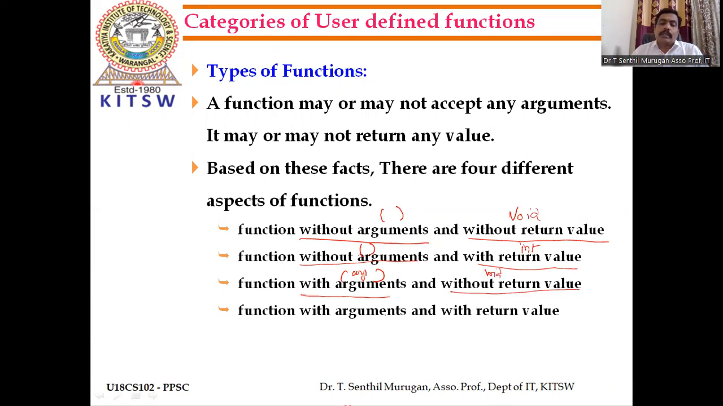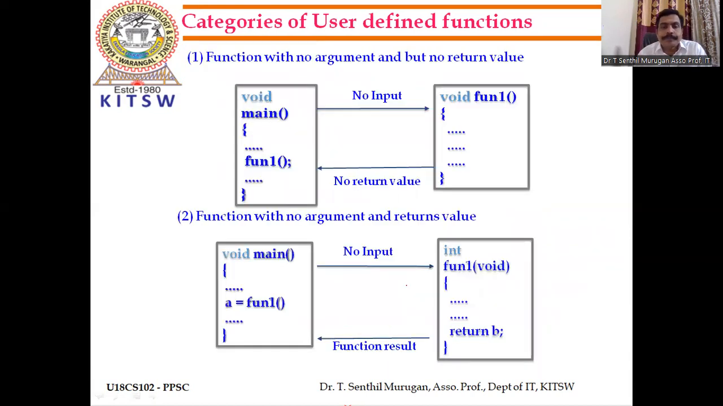The last one is with arguments and with a return type. Here it has, for example, an integer return value. It will return a value, and it has arguments within the brackets; the function definition takes some values from the other function call, then performs the task. So these are the 4 combinations, the categories of functions.